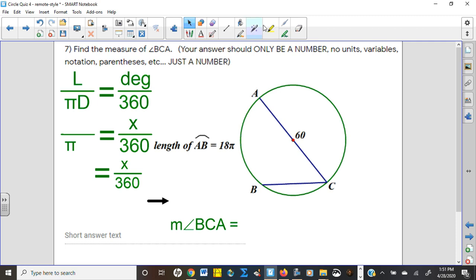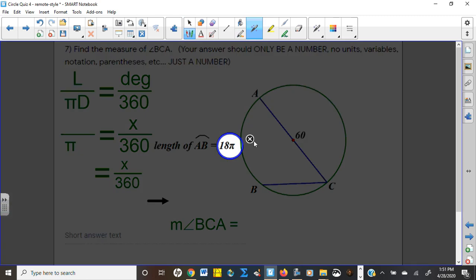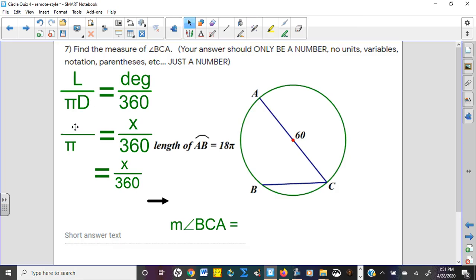So the arc length they gave me here is 18 pi. So let's plug that in, and the diameter was 60, and those pi's are certainly going to cancel. And 18 over 60 goes into both of those, as it turns out, 3 times and 10 times, okay? So now let's just cross multiply. 10x equals 1080, I believe, okay? 3 times 360, divide by 10, and we get a nice even answer of 108.